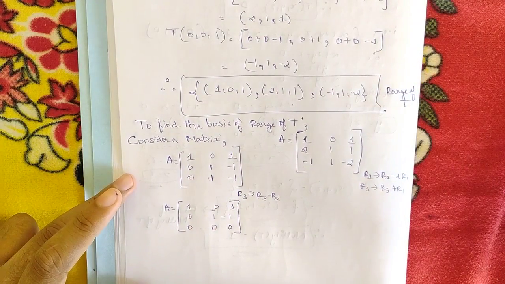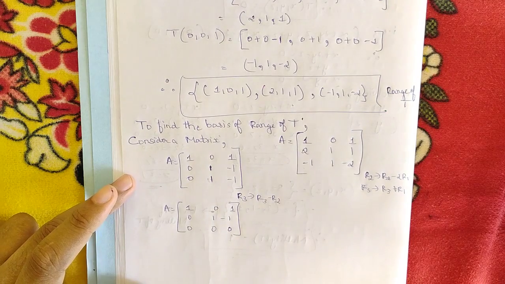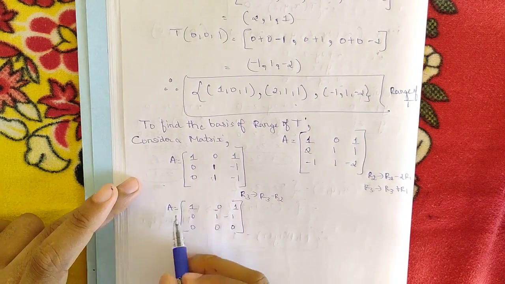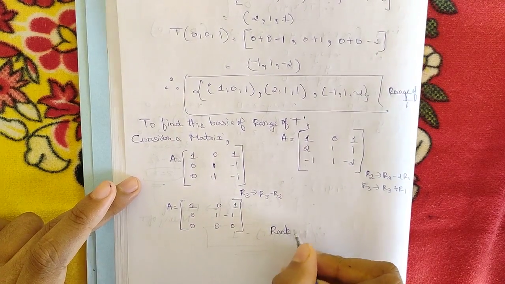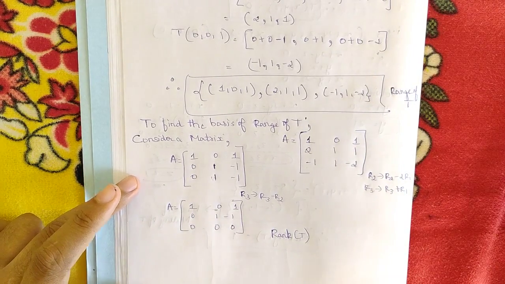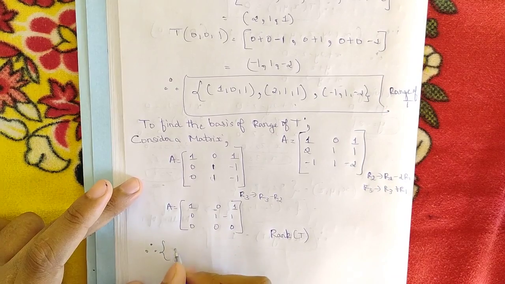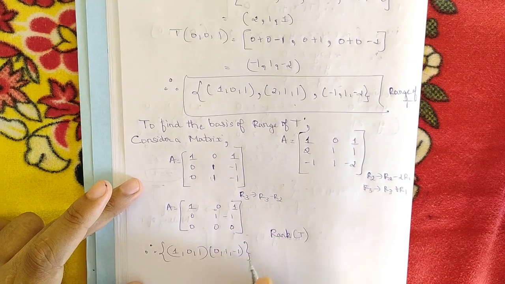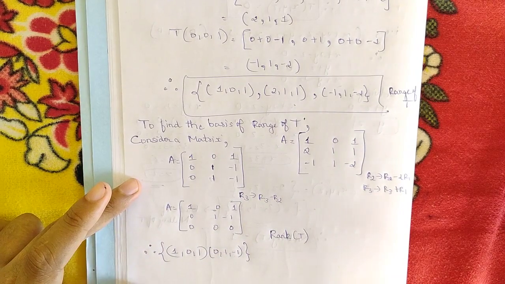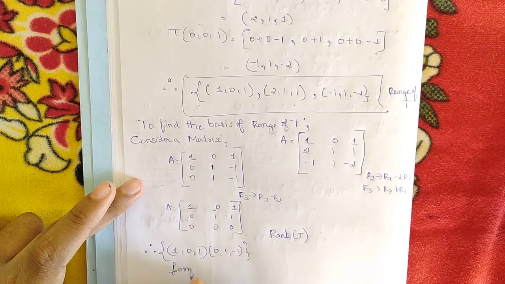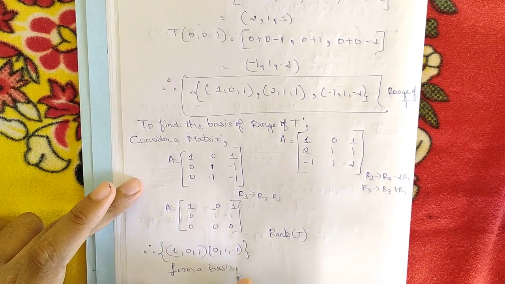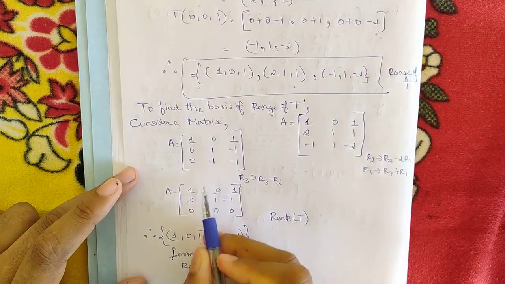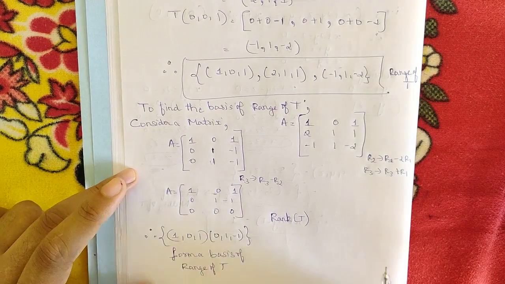So from this, what do we get? Rank of T. Okay, now consider the non-zero rows 1 0 1 and 0 1 minus 1. These form a basis of range of T. Okay. These two non-zero rows would be forming a basis of range of T.